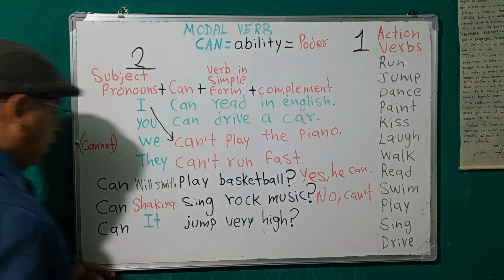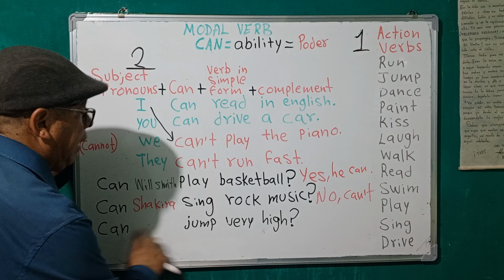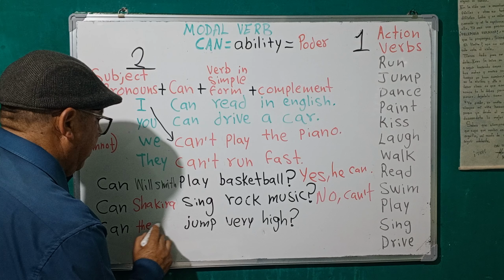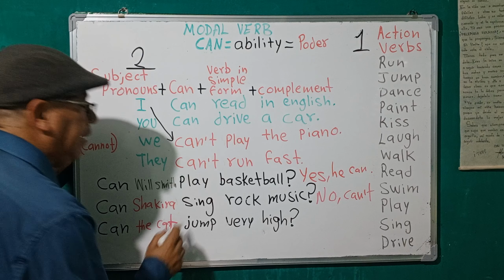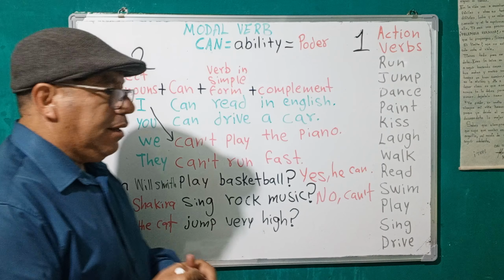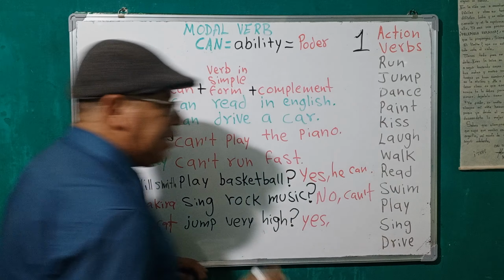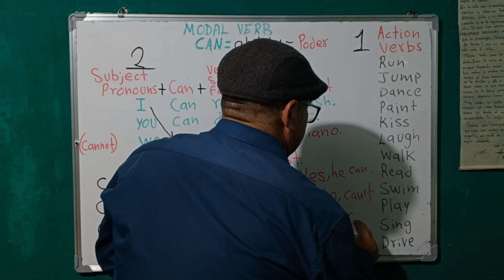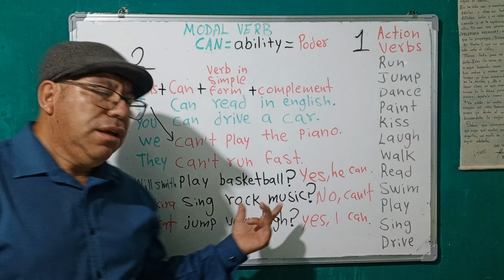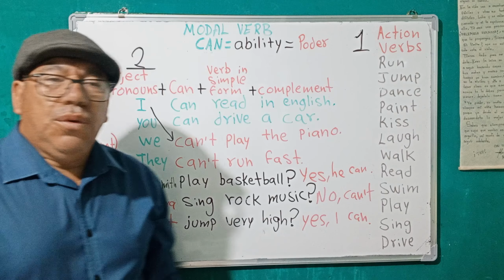Okay? Then instead of it, we are going to write this. Can the cat jump very high? Can the cat jump very high? And surely they will say yes. So you complete the sentence with yes, I can. Okay, that way students may start practicing or learning the interrogative form with can.